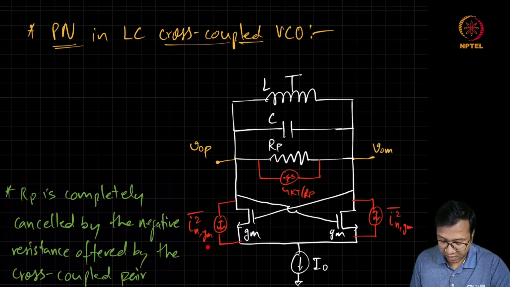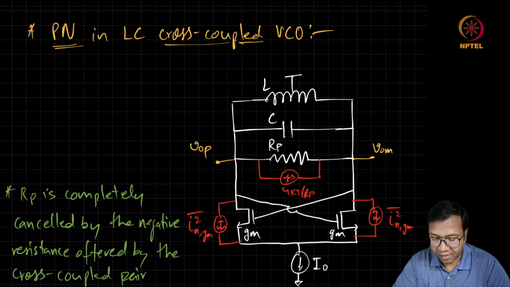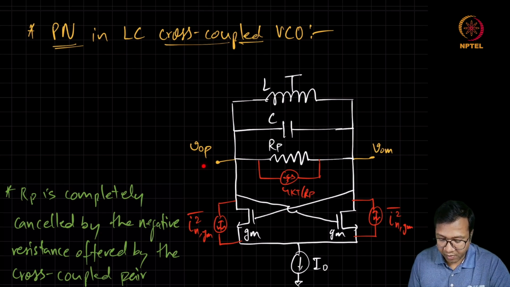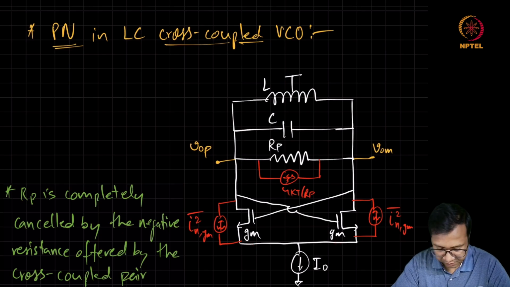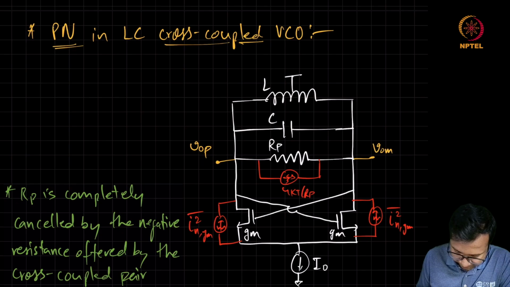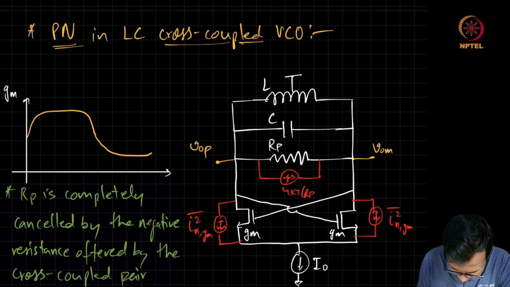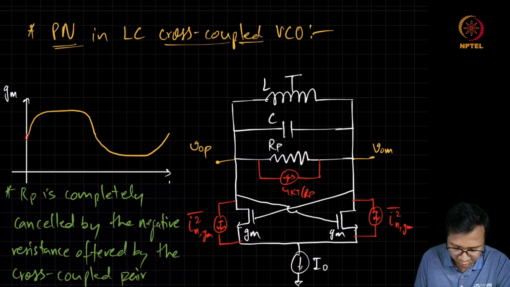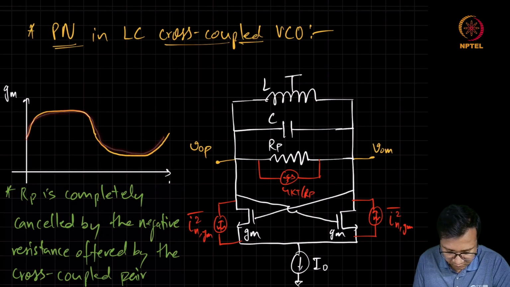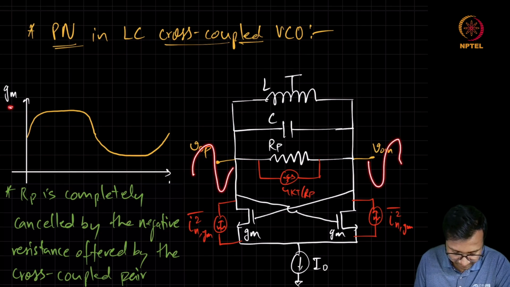Now, if you look at the noise from these transconductors, then as we discussed earlier, because of this large signal swing, the GM of these transconductors will also change. So, if we have to plot this GM versus time, it may look like this. And it is going to be periodic. So this is happening because we have got large voltage swing at the output.